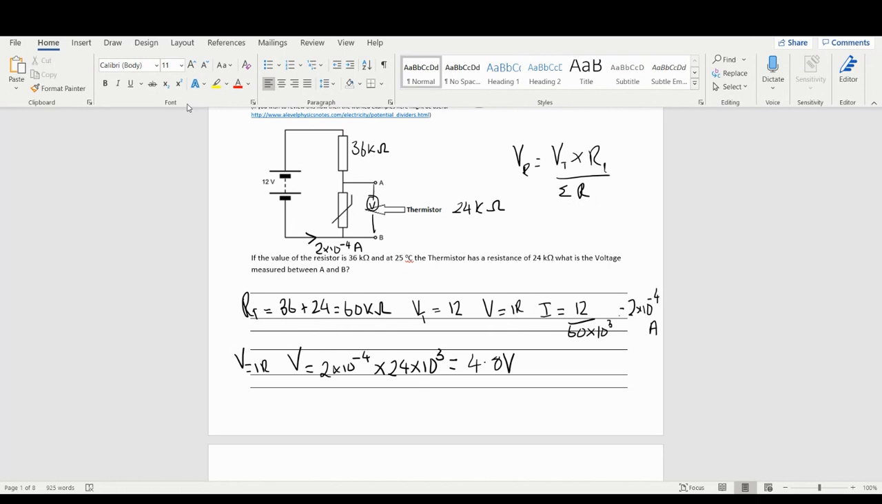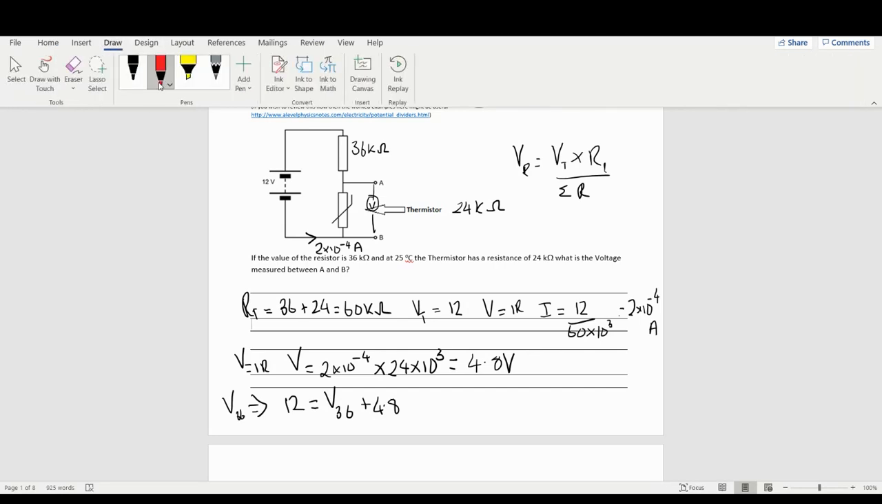Okay. If you wanted to know the voltage on the 36 kiloohm resistor, I could use Kirchhoff's current voltage law and know that 12 is going to equal the voltage on the 36 plus 4.8, because you get a nice loop going around like that. That's my loop. Okay, so V of the 36 is going to be 12 minus 4.8, which is going to be 7.2 volts.